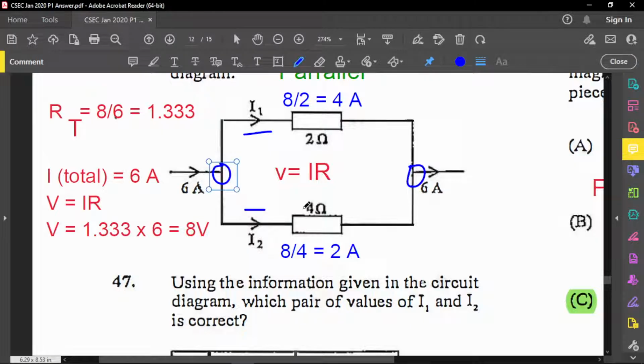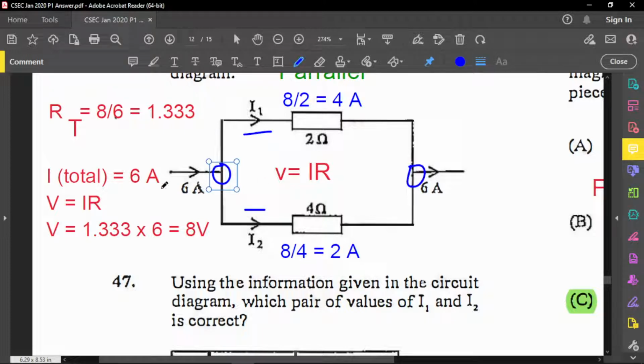And so you can imagine that the 4 ohm resistor must have less current flowing through it than the 2 ohm resistor, right? The higher the resistance, the less current flowing through it. So you can use that as a guide to know if your answer is wrong or right. However, the total current supplied to the circuit and leaving the circuit is 6 amperes. So that means the 6 amperes is shared between the 2 ohms and the 4 ohms. And again, if you add up the current for each, you get back 6.